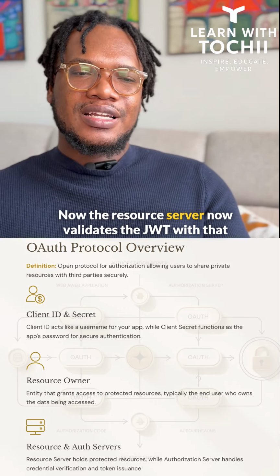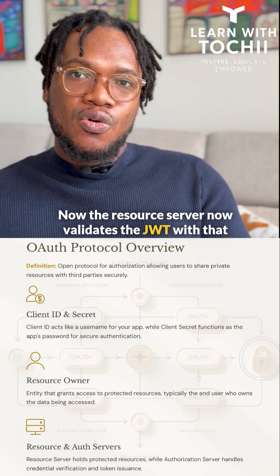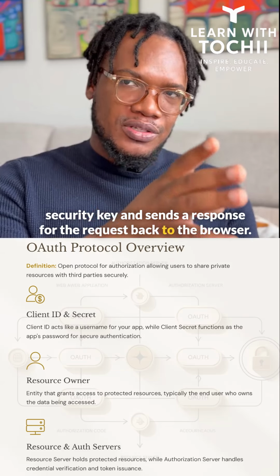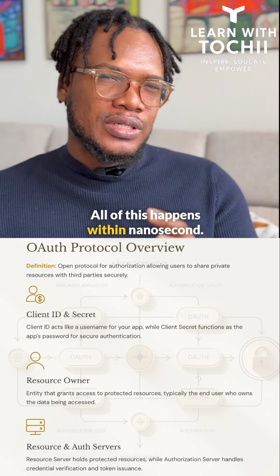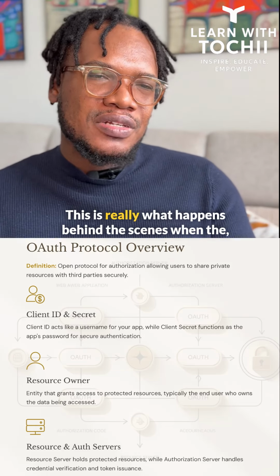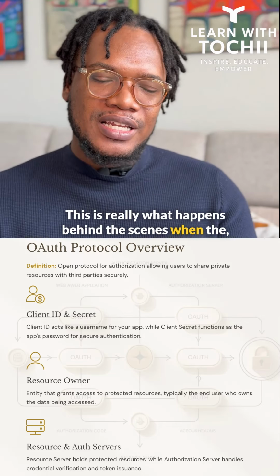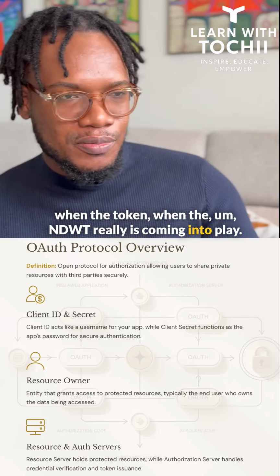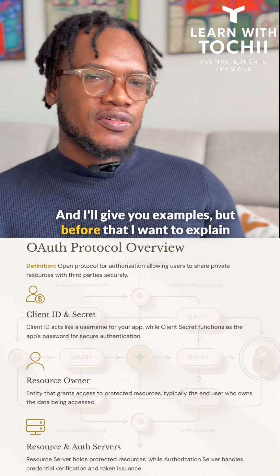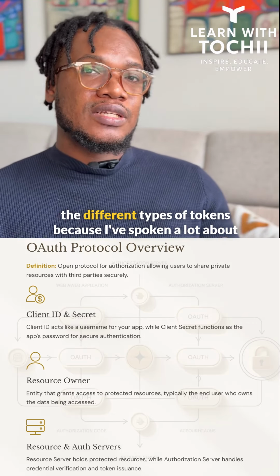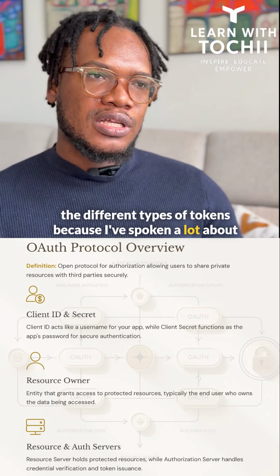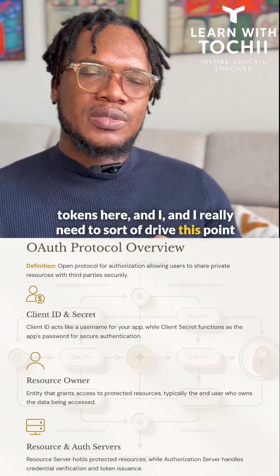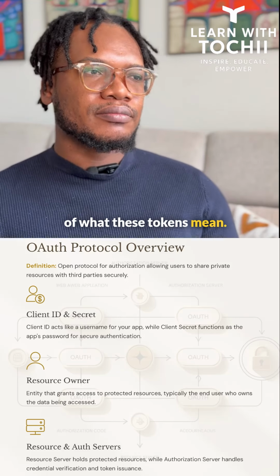Now, the resource server validates the JWT with that secret key and sends a response for the request back to the browser. All of this happens within nanoseconds, but this is really what happens behind the scenes when JWT really is coming into play. And I'll give examples, but before that, I want to explain the different types of tokens, because I've spoken a lot about tokens here, and I really need to drive home what these tokens mean.